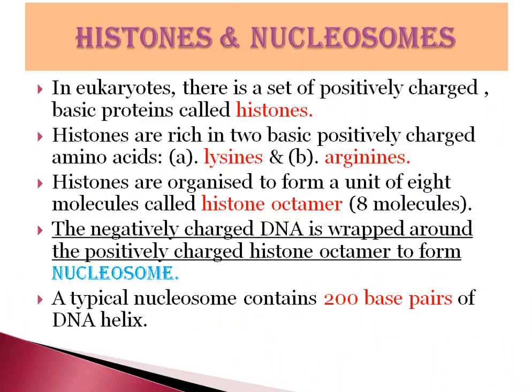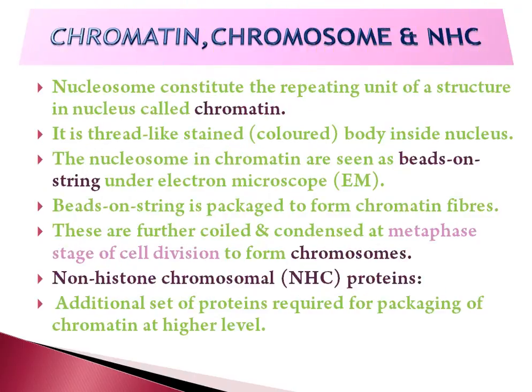Now nucleosome. Negatively charged DNA is wrapped around positively charged histone octamer to form nucleosome. A typical nucleosome contains 200 base pair of DNA helix. Nucleosomes constitute repeating unit of structure in nucleus called chromatin. Chromatin is thread-like strand or colored body inside nucleus. The nucleosomes in chromatin are seen as beads on string under electron microscope.